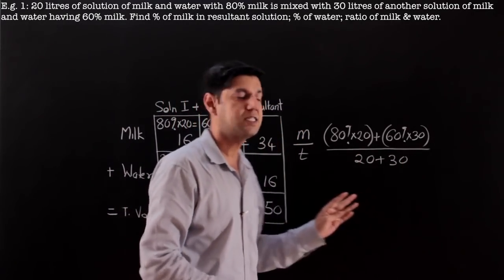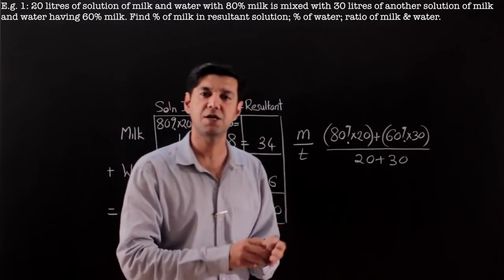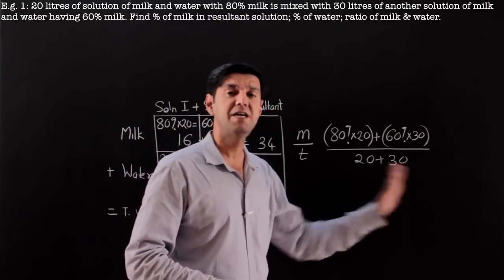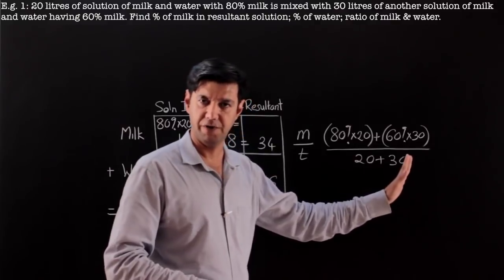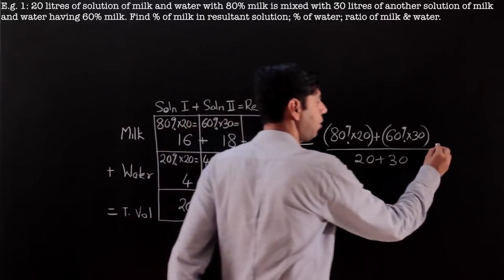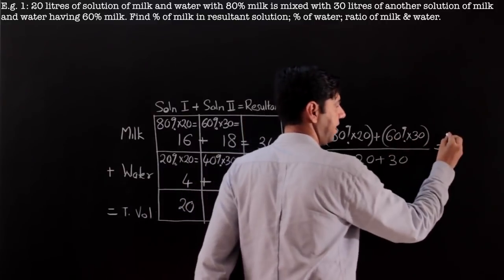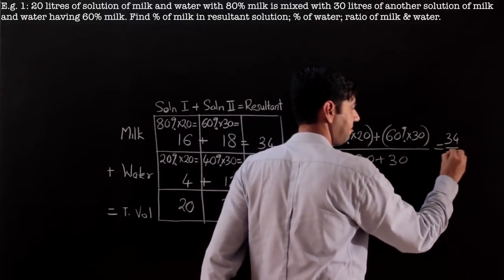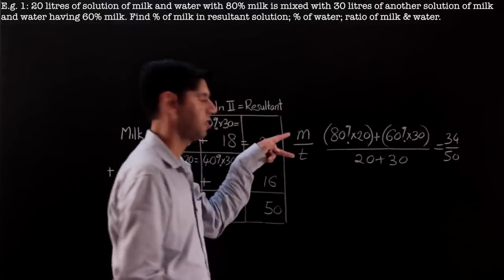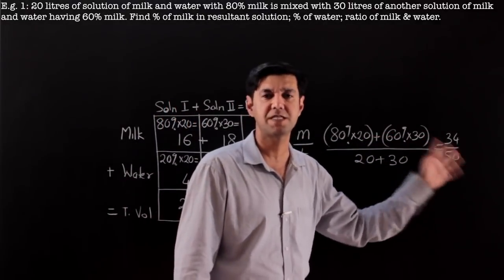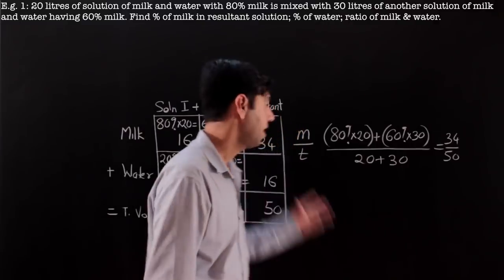So, I could also consider this mixture to be an application of weighted average. It's identical to what we did. It's just in a predefined structure that we are doing it out over here. There's nothing different out there. And on calculating this, 16 plus 18, that is 34, 34 by 50. I've got the proportion of milk. And if I've got the proportion of milk, converting it to a percentage is just multiplying by 100.